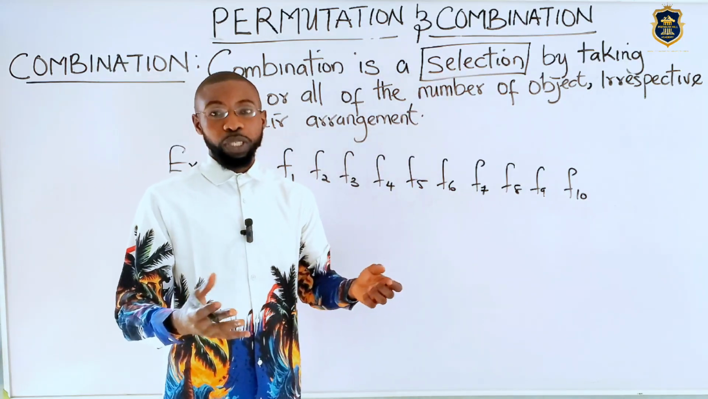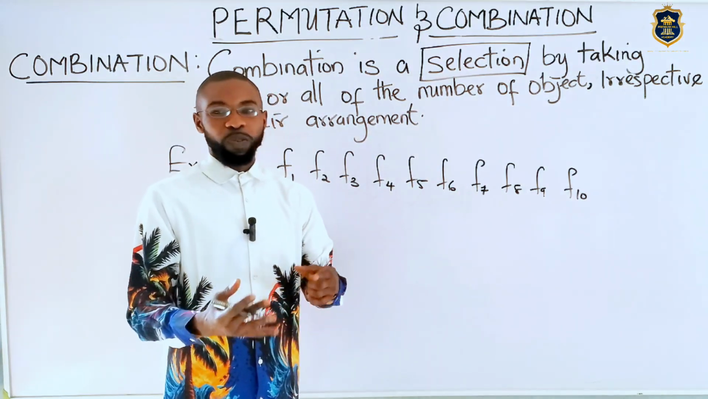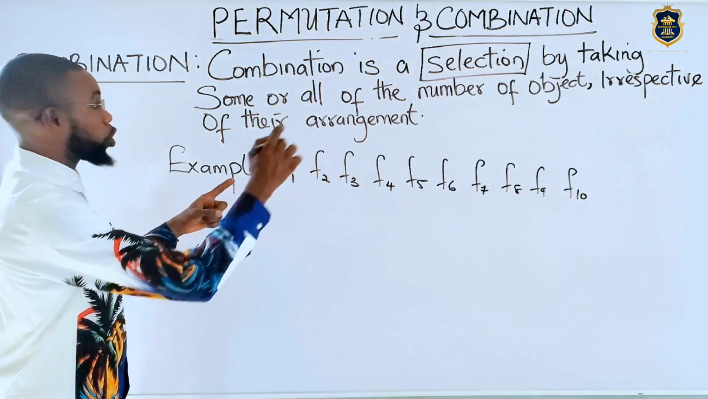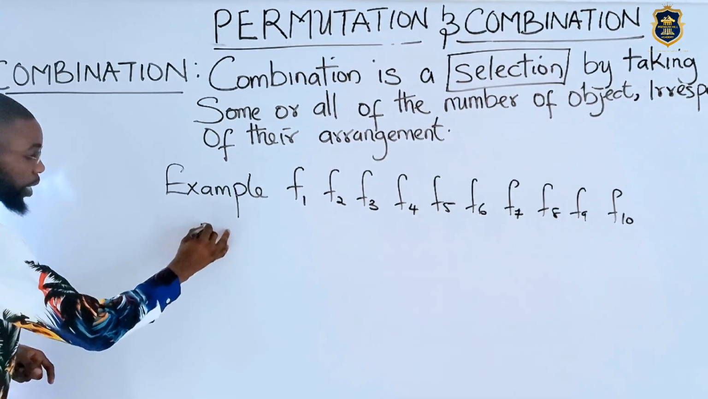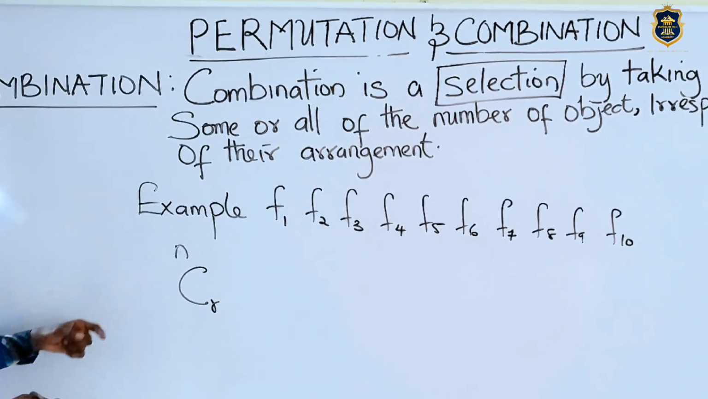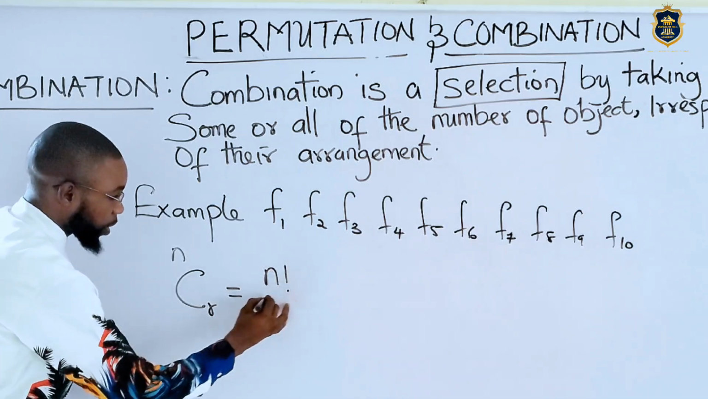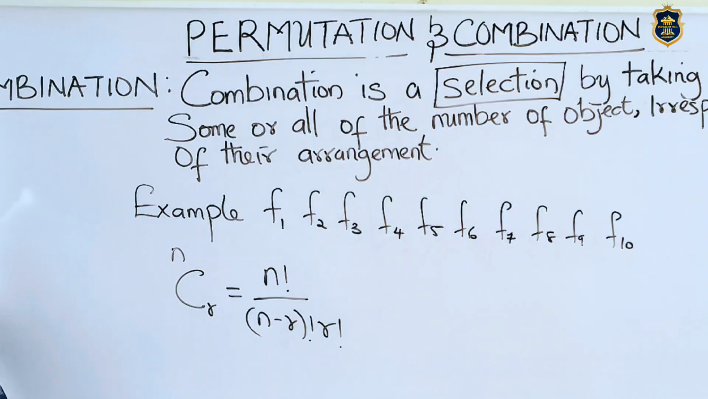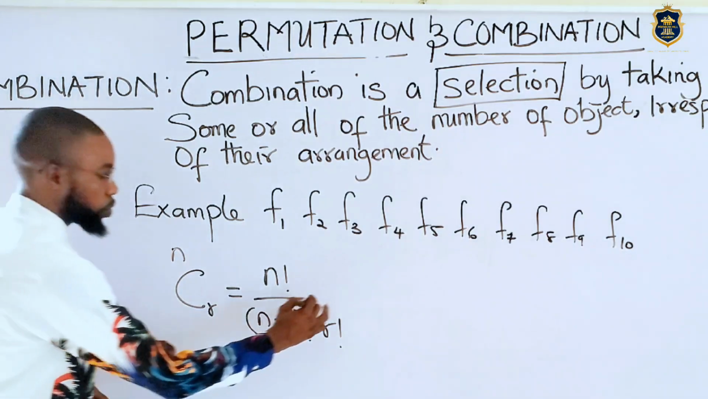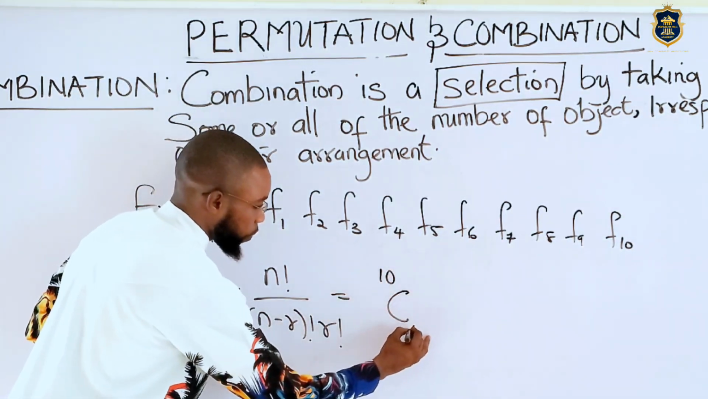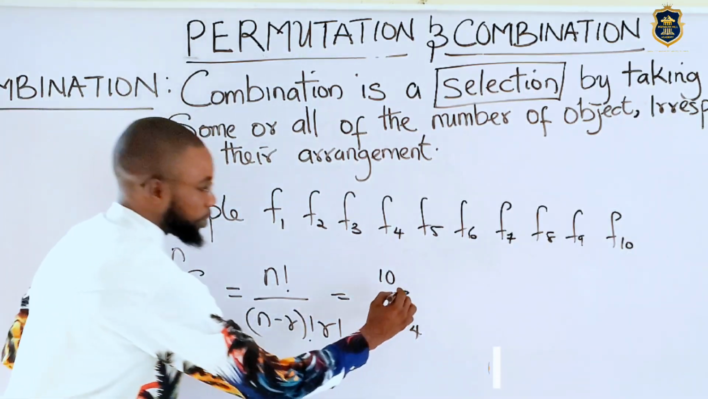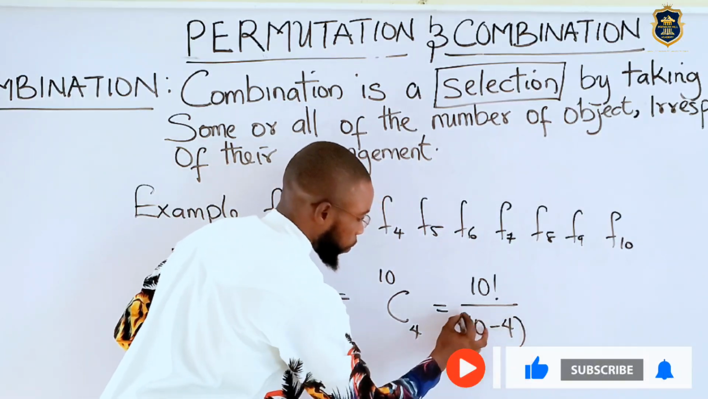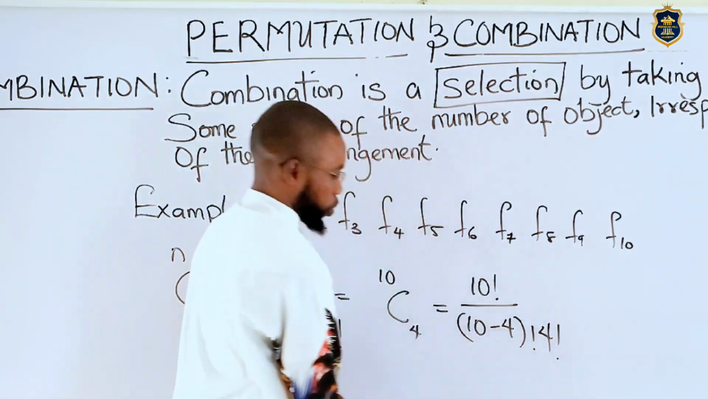Now, the possibilities are very many. It's a whole lot. But because of time, I'm going to use the formula to explain how we can select using combination, right? The formula for combination, nCr, is simply n factorial over n minus r factorial, times r factorial. So when we are selecting 4 fruits from the 10 fruits, we are simply saying how do we select 4 fruits from these 10. So that means 10 factorial over 10 minus 4 factorial, times 4 factorial.